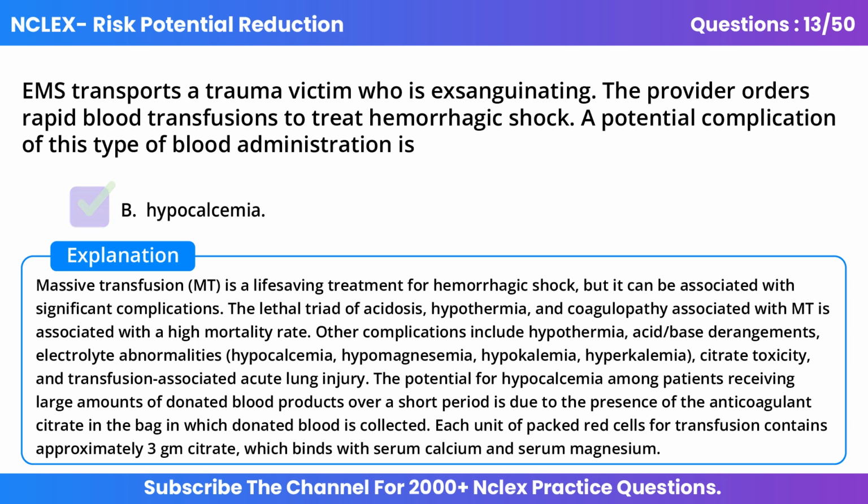The potential for hypocalcemia among patients receiving large amounts of donated blood products over a short period is due to the presence of the anticoagulant citrate in the bag in which donated blood is collected. Each unit of packed red cells for transfusion contains approximately 3 gm citrate, which binds with serum calcium and serum magnesium.